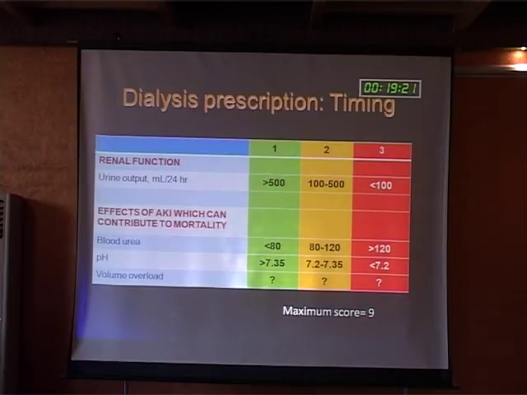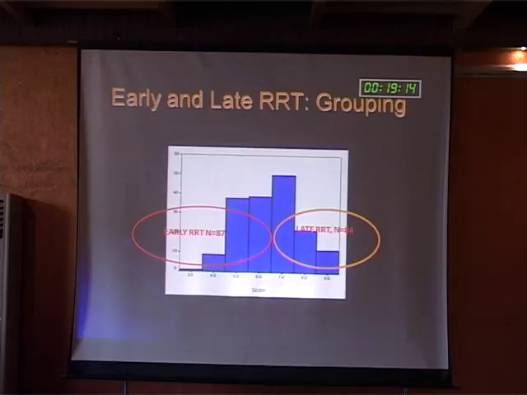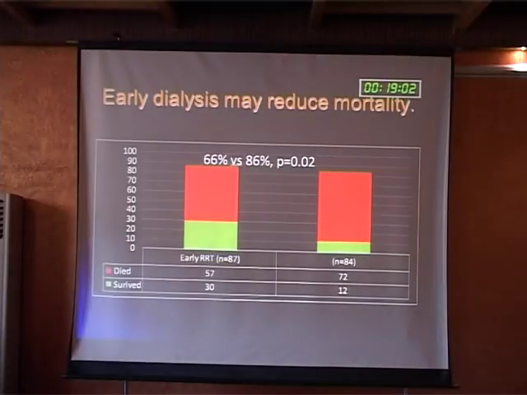If you have a 9, that means there is a very strong indication to do dialysis, probably you are starting dialysis late. So if you put them all into these groups, we could put them into two groups, so-called early dialysis where the score was lesser and late dialysis where the score was higher. The number of patients are almost equal in two groups. And we looked at the mortality at 28 days in the hospital, we found there was a difference. The mortality was much higher in patients who had started dialysis later. Only about 12 out of 72 survived, whereas 30 out of 87 survived in the early group.